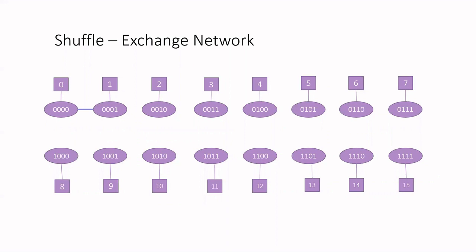Now let's try 2, 0010. When you flip the LSB, it becomes 0011 and now 2 and 3 are connected. Again consider 4, 0100. Now flip the LSB, 0101. Now 4 and 5 are connected. You can see that the rest of the connections are made in this example.